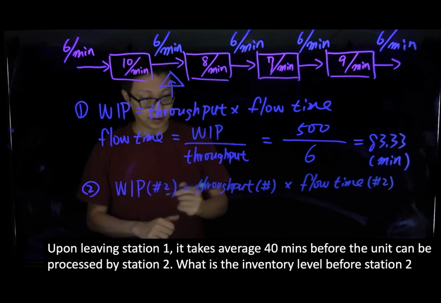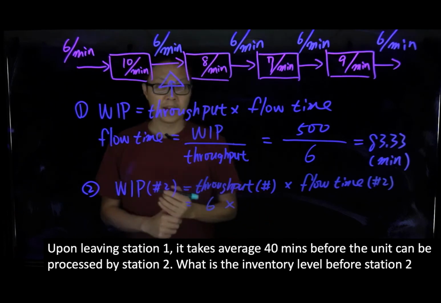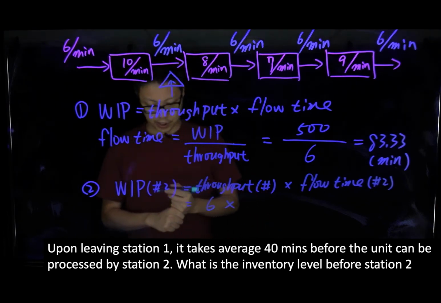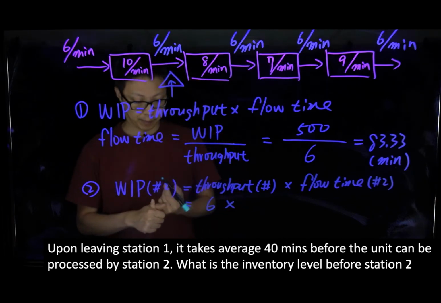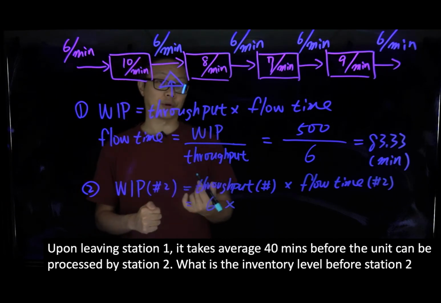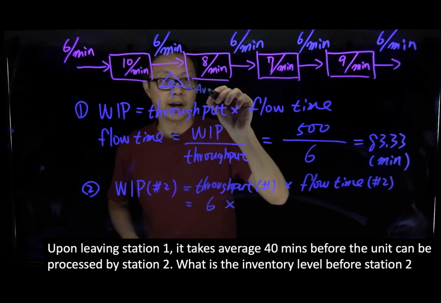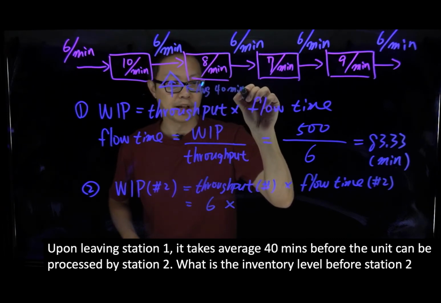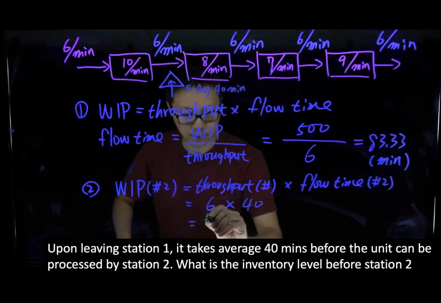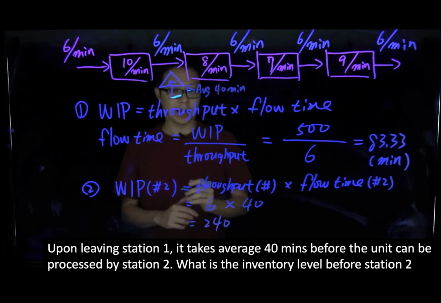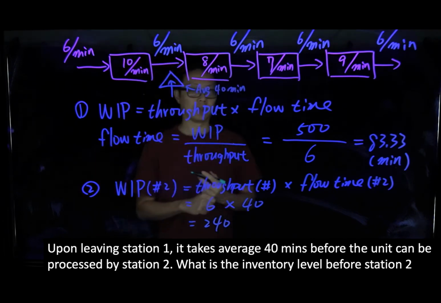In this case, we know the throughput will still be 6 per minute. And the flow time will be 40 minutes because the problem description says it takes on average 40 minutes before a unit can be processed by station number 2, which means the unit will be waiting here for on average 40 minutes. So we use 6 multiplied by 40, and we get 240. On average, our inventory at station number 2 will be 240 units.